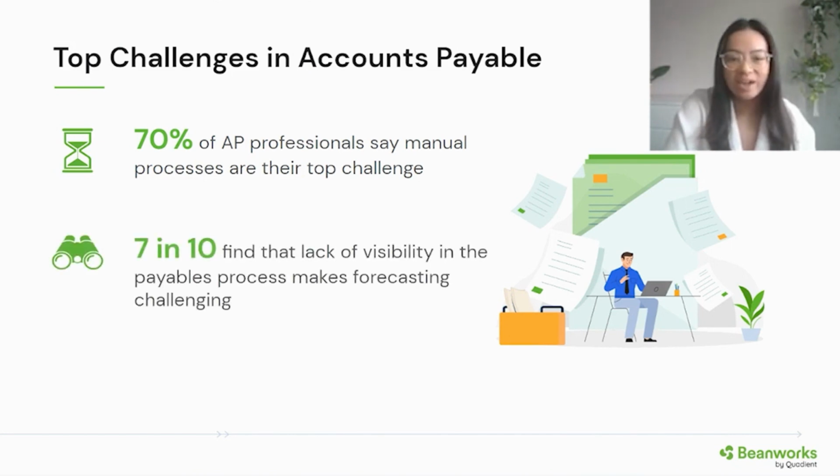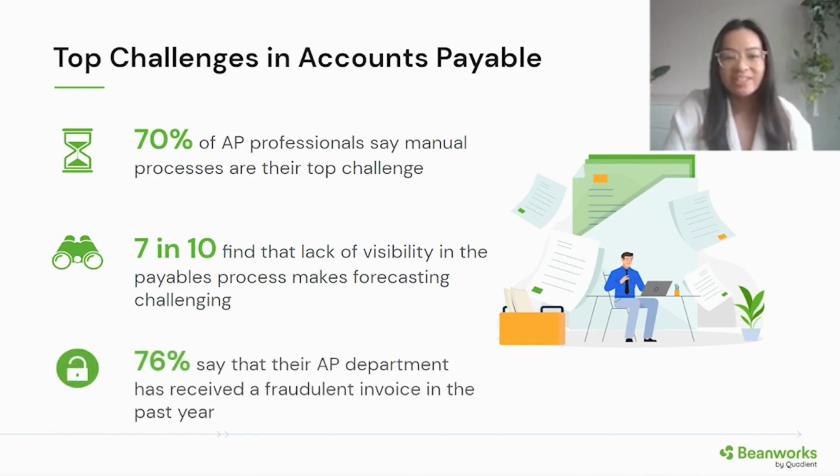In the 2021 State of Accounts Payable study of 600 finance professionals, 7 in 10 surveyed agreed that the lack of visibility into any step in the payables process makes forecasting challenging. This is all because of the different inputs into accounts payable and not having integrated systems, manual processes, and no visibility of the AP process. Also, from that research, 76% say that their AP department has received a fraudulent invoice in the past year. The risk of fraud and abuse is another major concern for the clients I deal with.